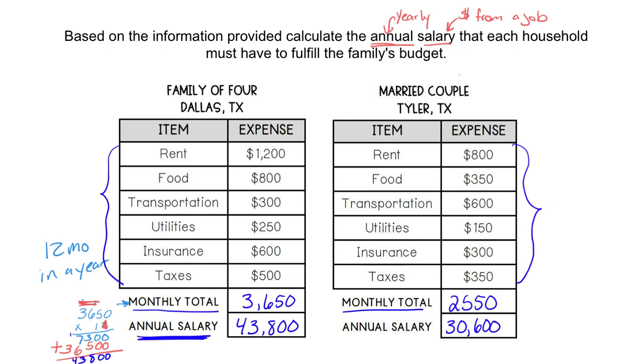A few things to consider is the family of 4 has 4 people instead of a married couple who just has 2, right? So children and other people in the house, you might need a bigger house. You're going to have more food costs. Also, the location. So Dallas, Texas might be more expensive to live than it is to live in Tyler, Texas.